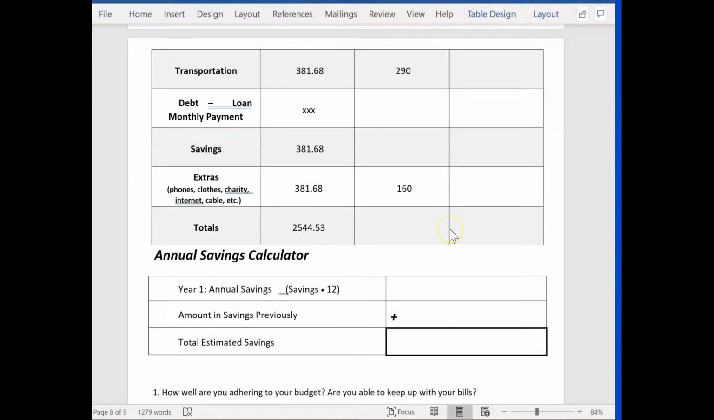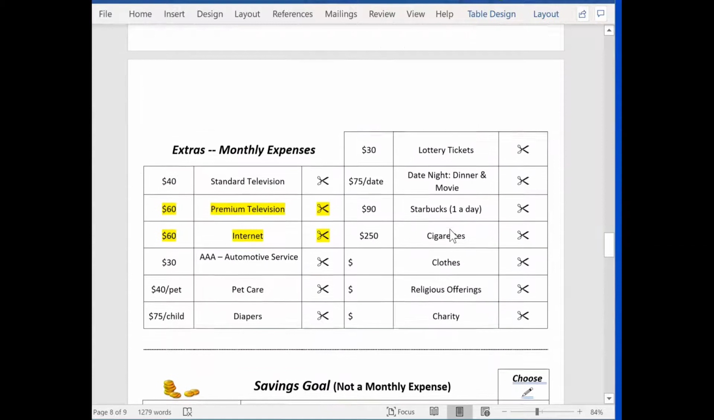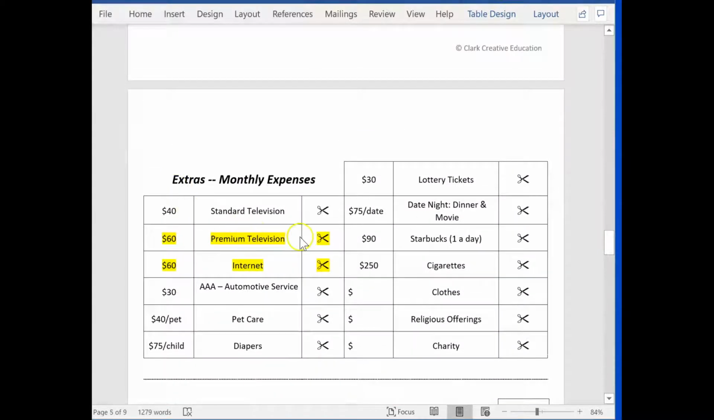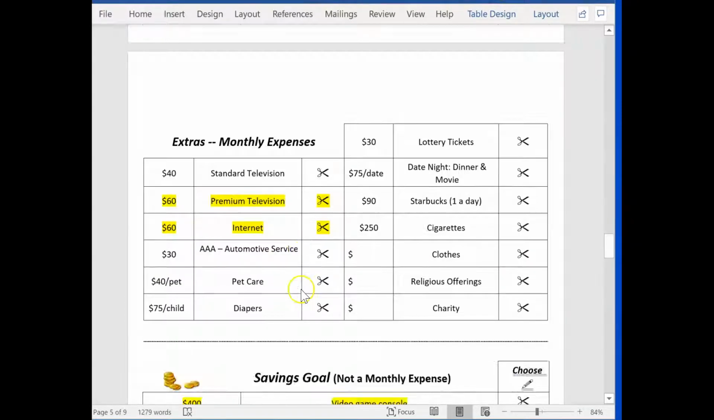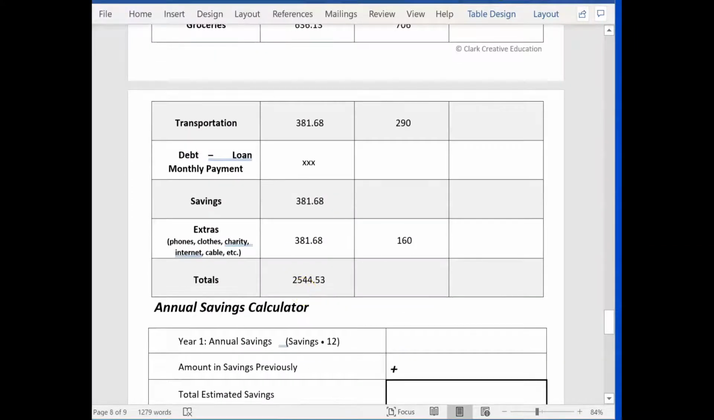$160. So I just realized I had more extras. I forgot there was another page of extras. So I also want a premium TV. And these are monthly expenses. A premium TV is $60 plus internet is another $60. So it's going to be $160 plus $120.